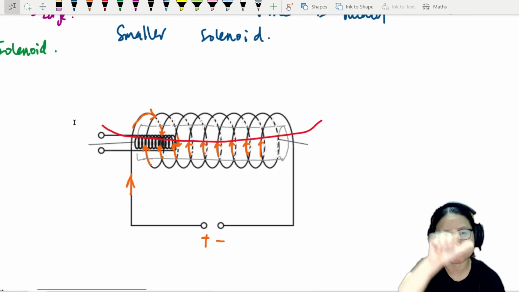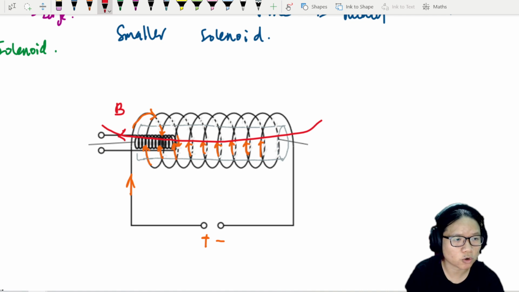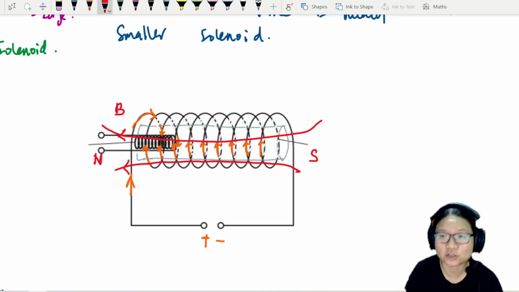So this is the direction of your magnetic field. Direction of B is here. Okay, using your right-hand grip rule, this is B, which means this is your north pole, north, and this is your south pole for the larger solenoid. Okay, so let me switch here. B.